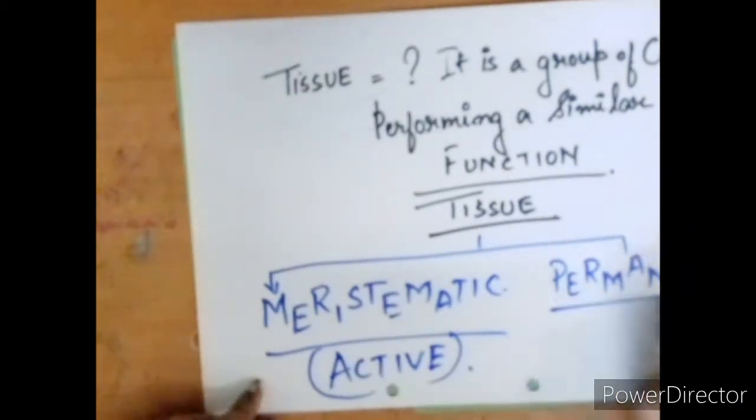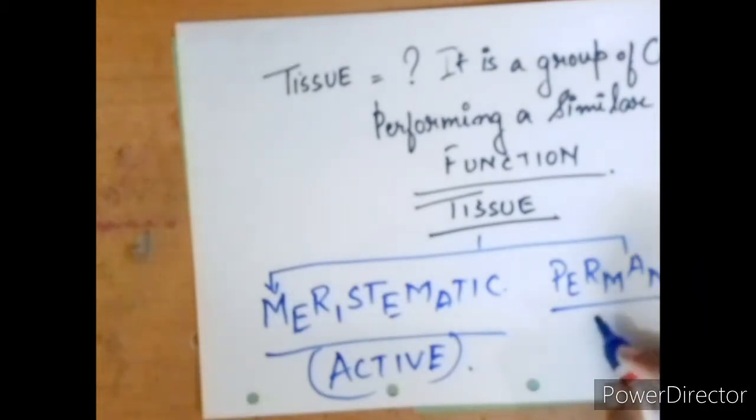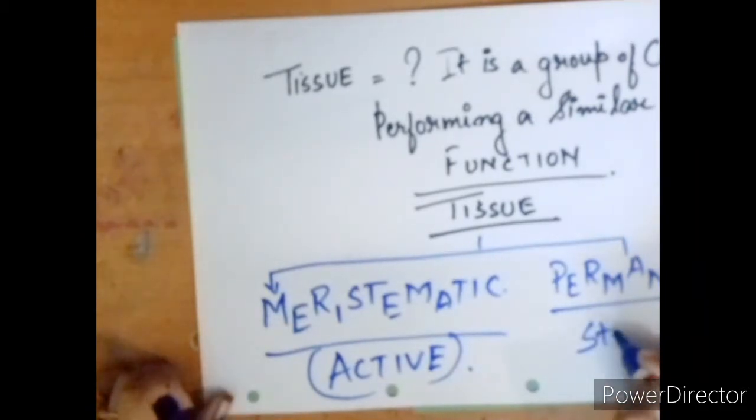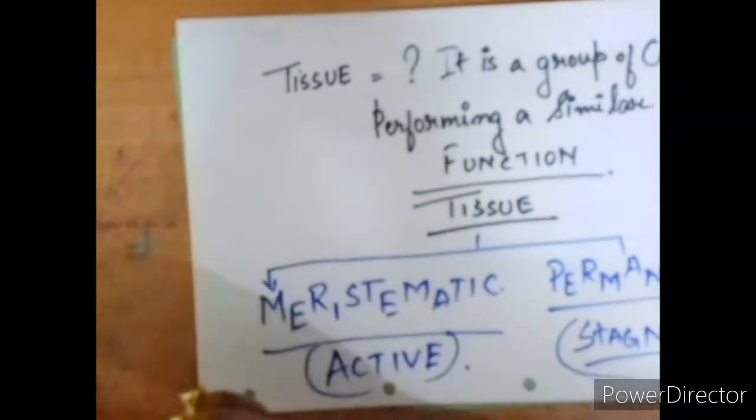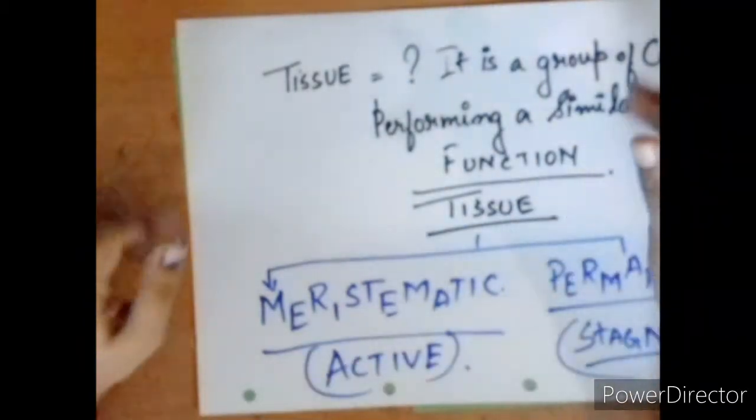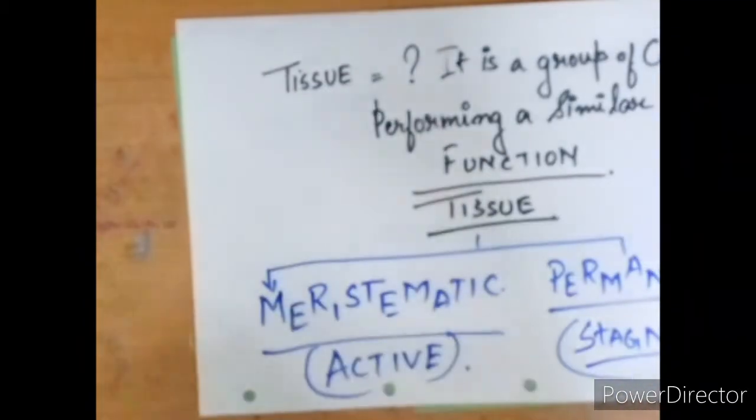In permanent tissues, they are more or less stagnant and permanent in their cell division. They are no more dividing their cells. So meristematic cells can be of different types, and they can lead to different types of arrangement.